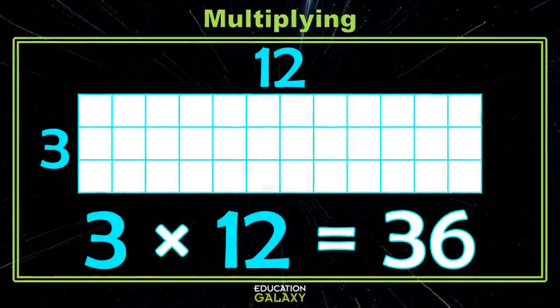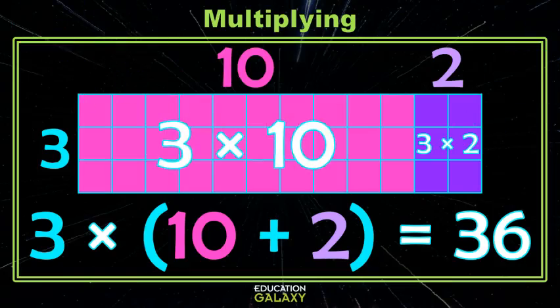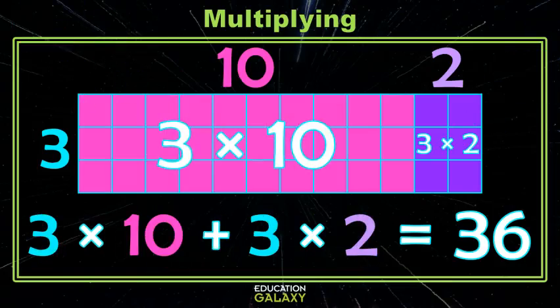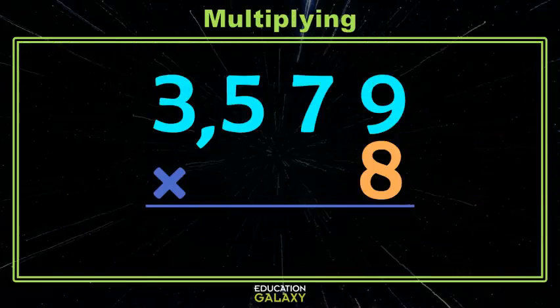For instance, here, we could split that 12 into a 10 and a 2. Then we've created two separate products, and ultimately we'll need to add those to get to our final answer. Okay, now it's time to multiply some bigger numbers.